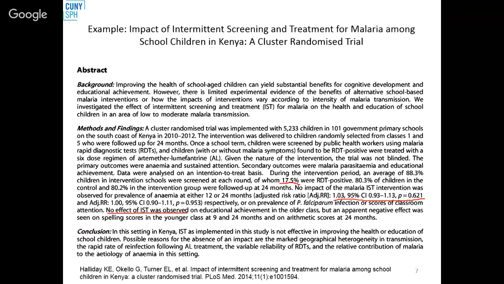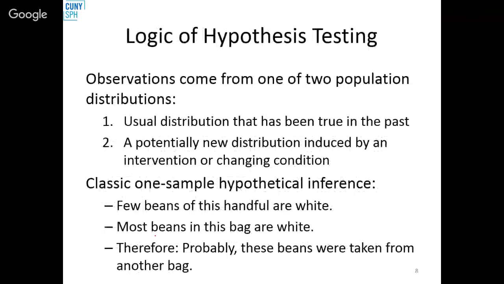And just to note here in the conclusions, they're saying that this intervention is not effective in improving the health or education of school children, which is another way of saying that they failed to reject their null hypothesis. That's all I'm going to say about that now. I just wanted to use it as an introduction to hypothesis testing.